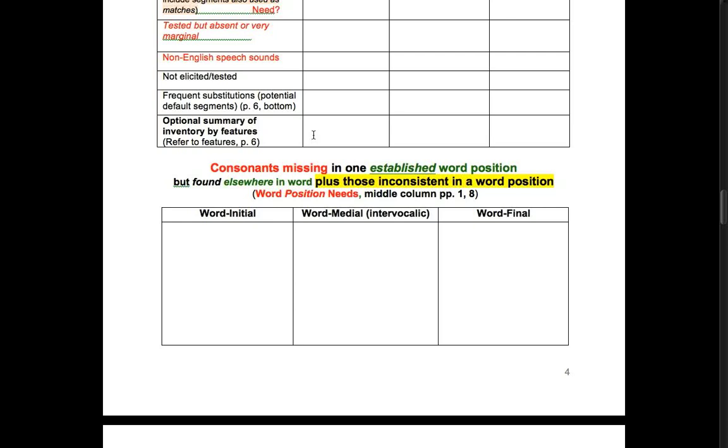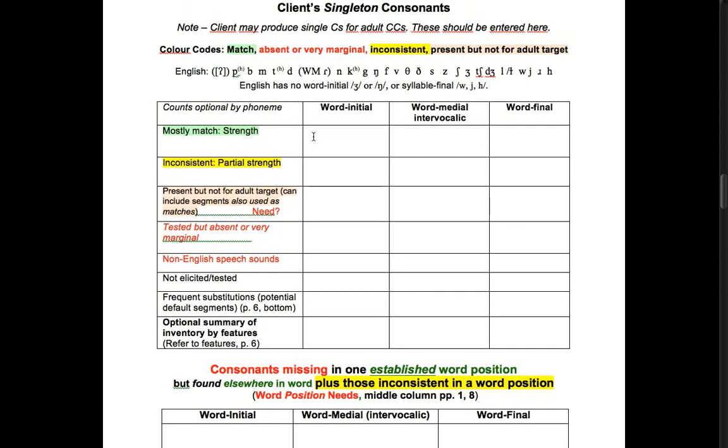That's right. But there are a lot of rows. Could we look at this page in more detail? Sure. The first chart has 3 major columns: word initial, word medial or intervocalic, and word final. For each column, we want to find out which individual consonants are present. An English consonant inventory is provided at the top, but keep in mind not all segments occur in every position. You may find that the client is able to produce sounds in one position, such as word initial, but not elsewhere.